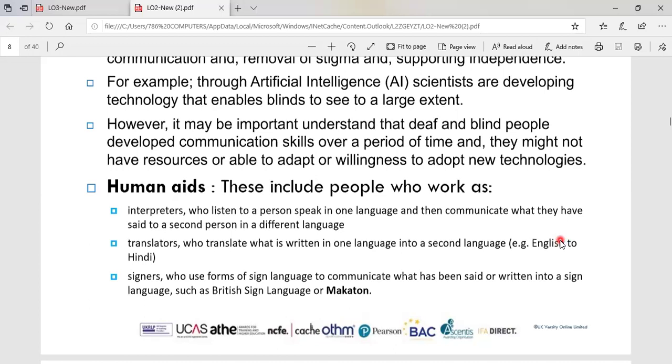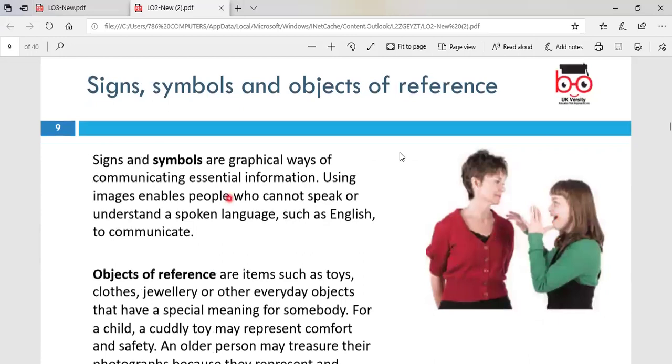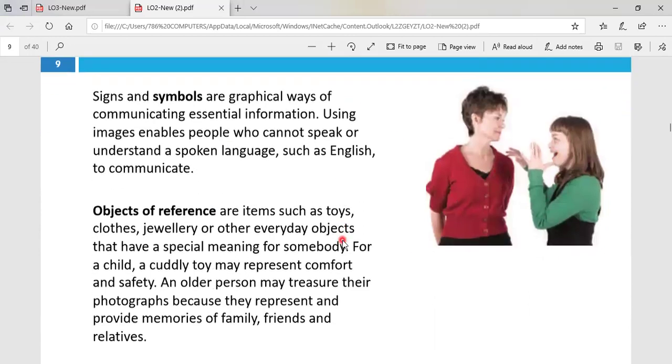It's also called Makaton, in which whatever is said is then transferred to the person who has a disability, and they understand through that sign language. So there are different signs and symbols of reference. Sign languages can be used, as I said, and there are graphical methods of communicating also. Other objects of reference can be used, such as toys, clothes, jewelry that people have.